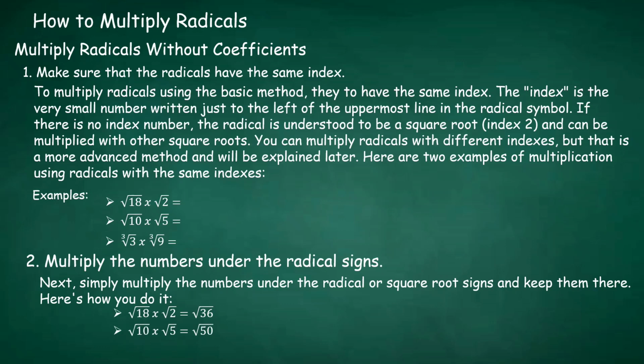Square root of 10 times square root of 5. Just multiply 10 and 5, is equal to 50 and copy the square root symbol. Cube root of 3 times cube root of 9. Since they have the same index, we can multiply their radicands, so 3 times 9 is equal to 27 and copy the cube root symbol.